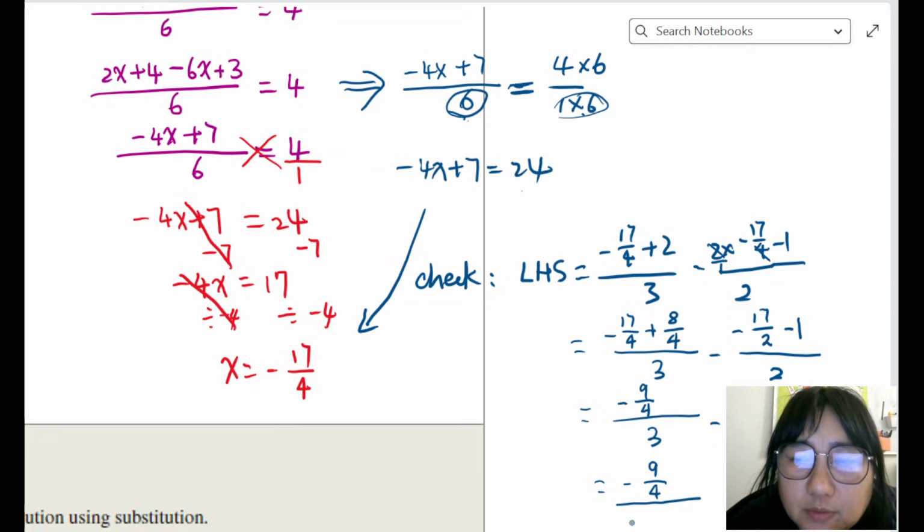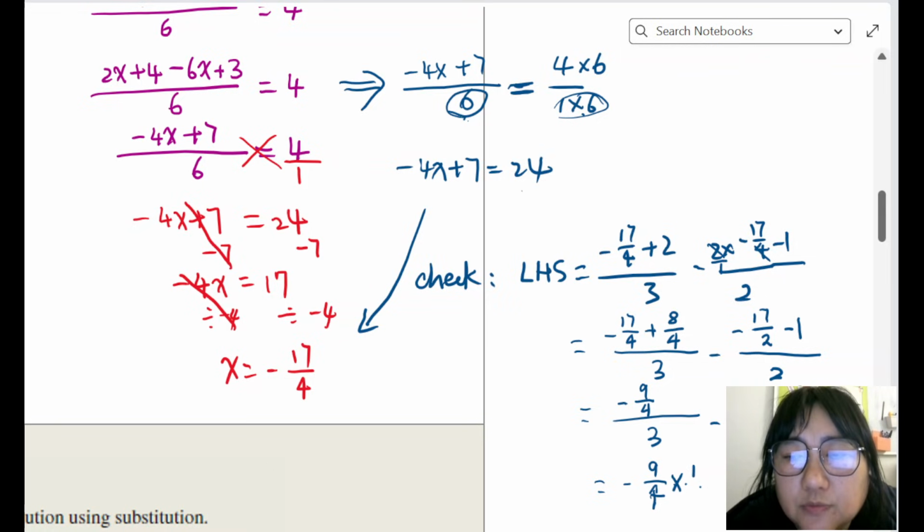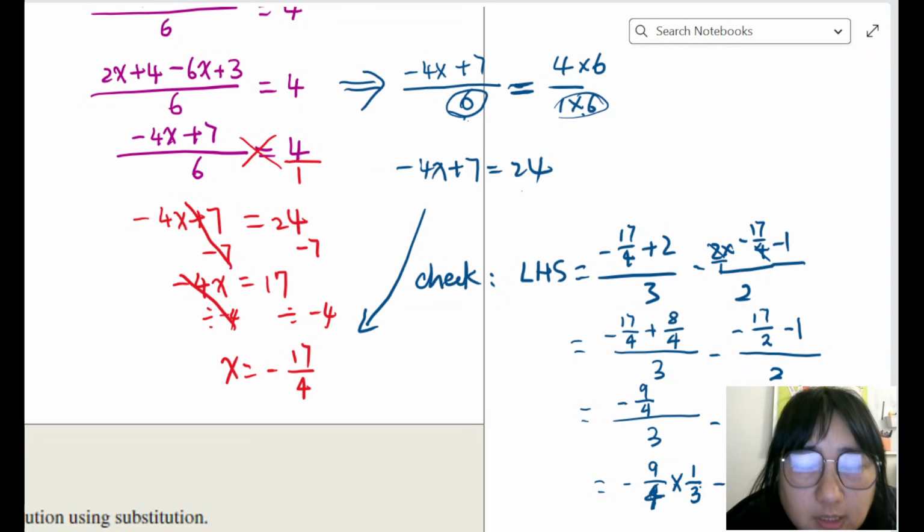So we divide by 3. You can always, so this fraction means divide by 3. So we can use the same way. I can change that to 1 times 1 over 3. So that's your numerator, negative 9 over 4, and times 1 over 3. And the second part is negative, because I have negative 17 over 2 take 2 over 2. That means I get a bigger negative. So that is 19 over 2, and divide by 2. So 3 and 9 can simplify, so that is 3. So that is negative 3 over 4.